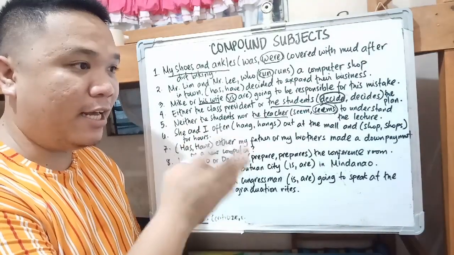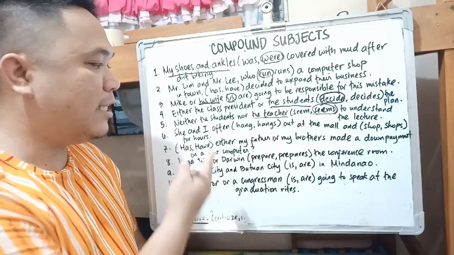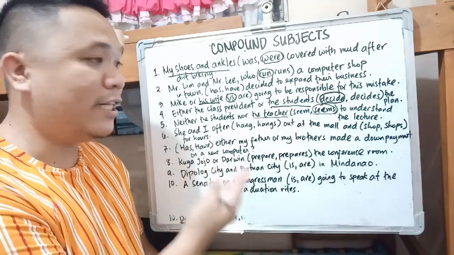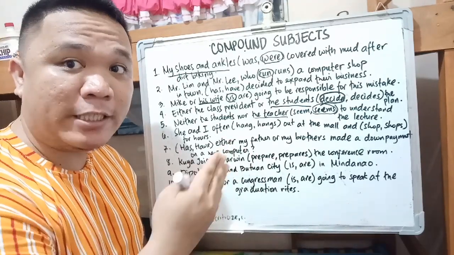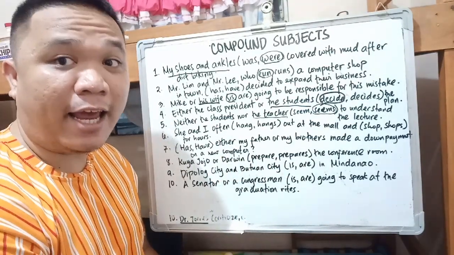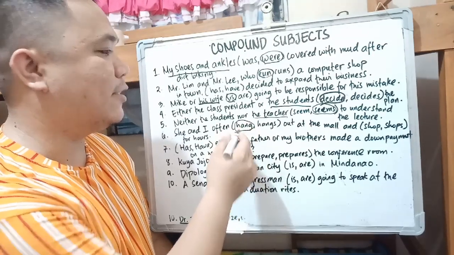Why? She and I are two individuals. So, since this is the plural subject, we need a plural verb. And we know that plural verb, in the present form, does not end in S or ES. So, hang is the correct answer.